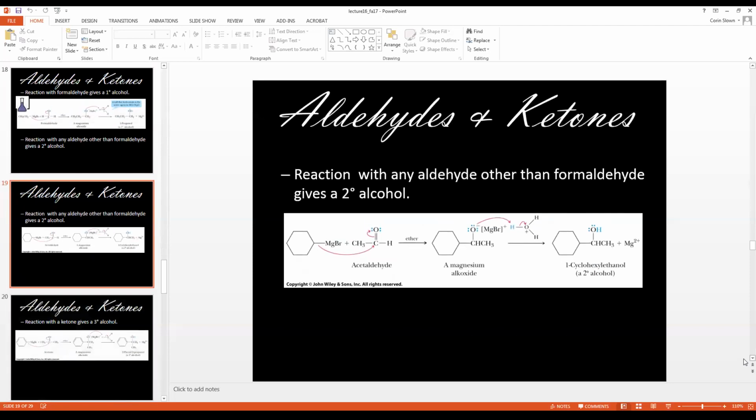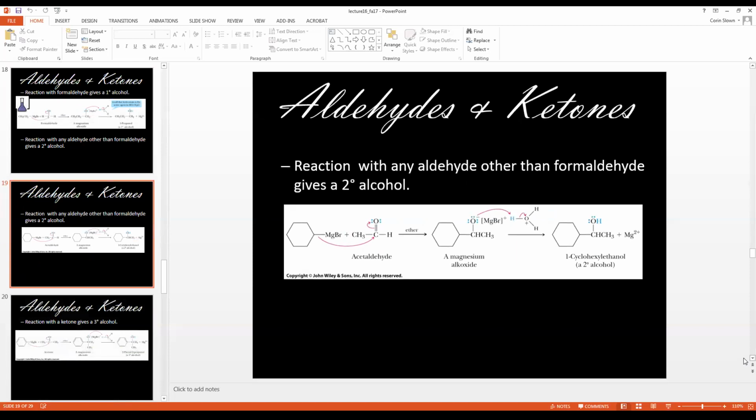So here's an example of a reaction of a Grignard reagent with an aldehyde that gives a secondary alcohol. So this is acetaldehyde. Here's the magnesium alkoxide that's formed. Notice the oxygen takes a hydrogen from hydronium to generate this secondary alcohol, in this case 1-cyclohexylethanol.